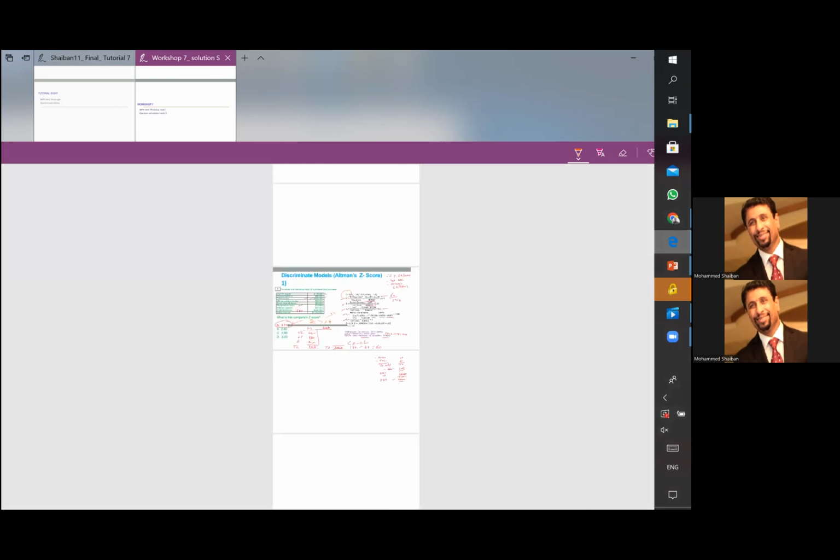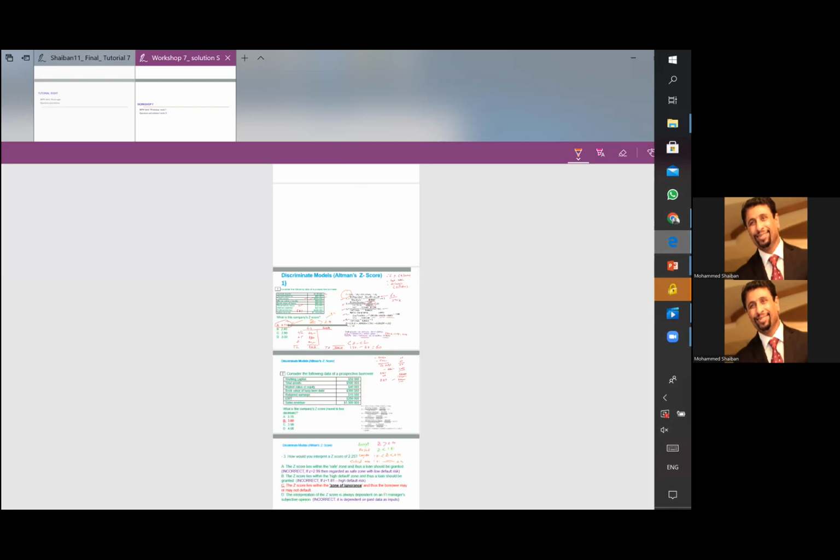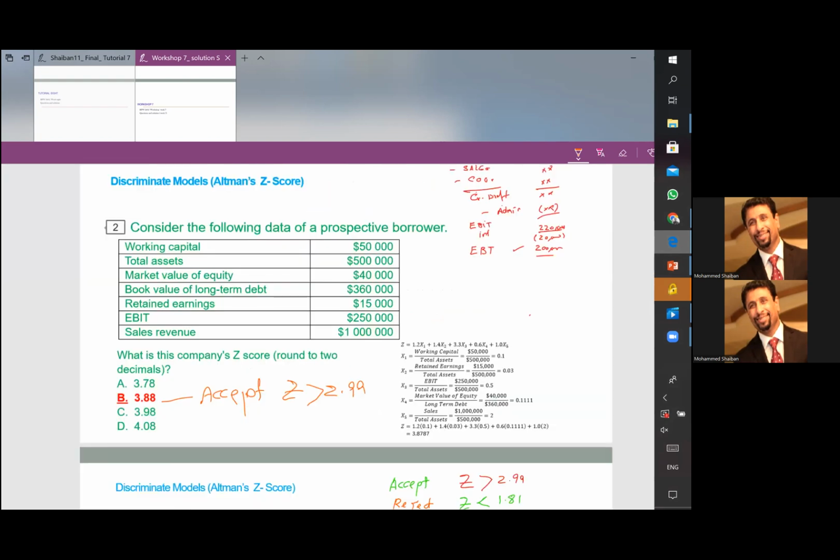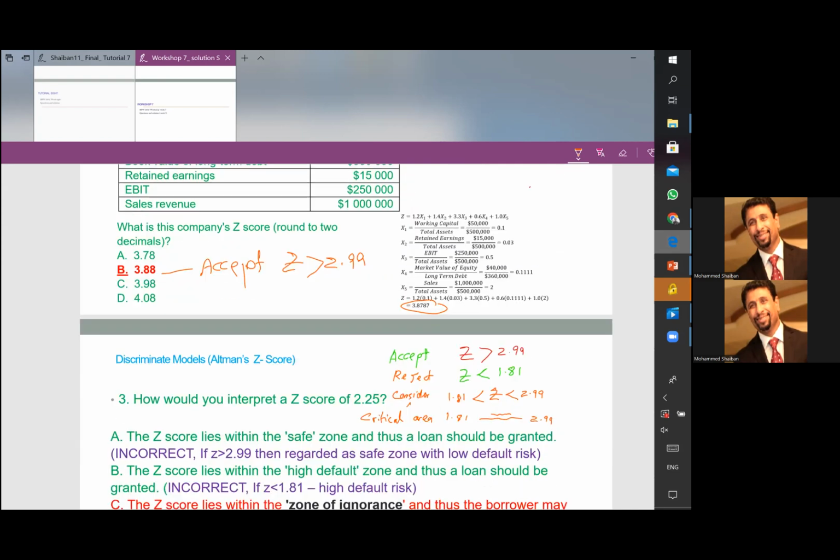Now let me come to the second problem. The second problem, the first thing, accept or reject. Of course, you will tell me accept. Why? Z is over 2.99. I didn't ask you to accept or reject, but I asked you to calculate Z1 and Z2. And this one is very straightforward. You take the data from here, you apply X1, X2, there is no calculation, and you find it to be this one, which is 3.88. I don't think I should spend time here. And this one, I already talked to you about, and what it means.